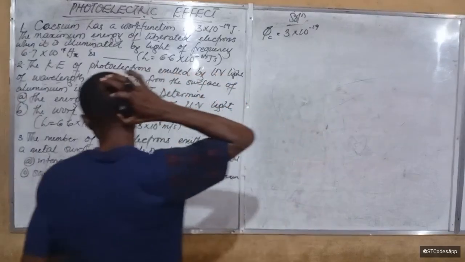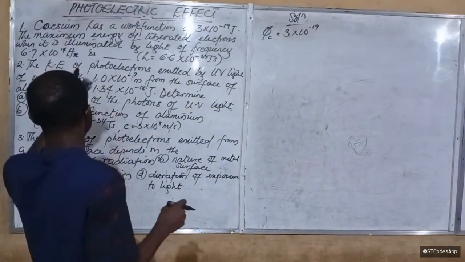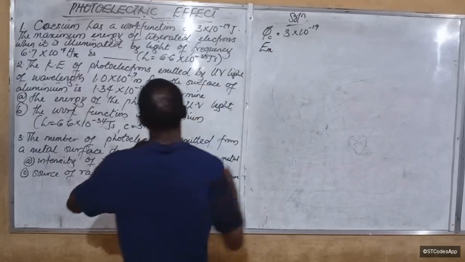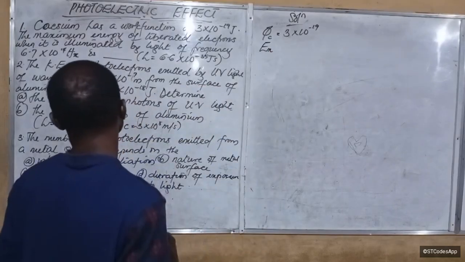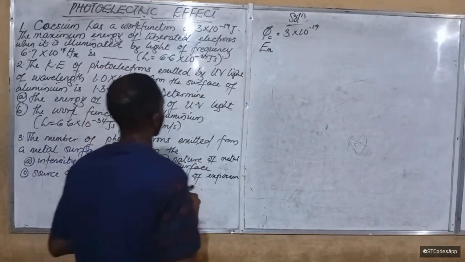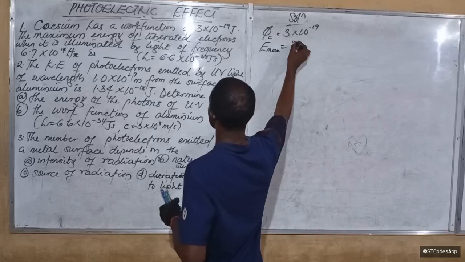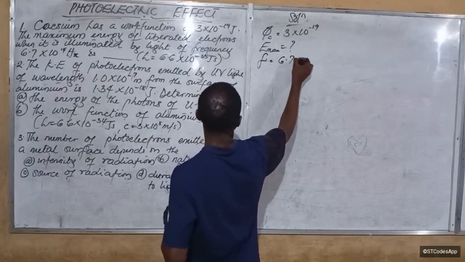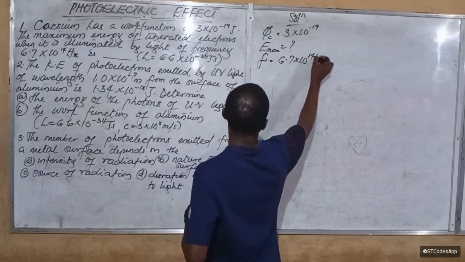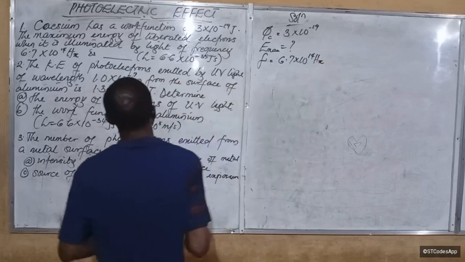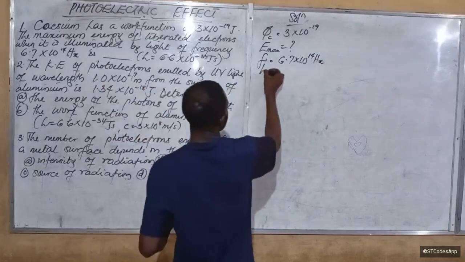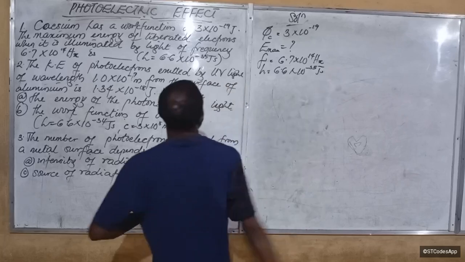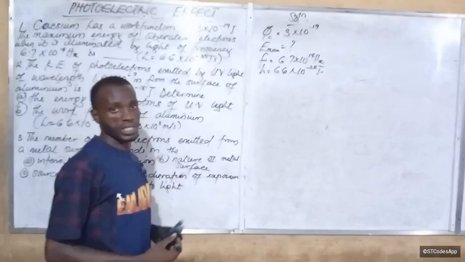And the maximum energy of liberated electrons. So what's the maximum energy, E max, of liberated electrons, which is illuminated by light of frequency 6.7 times 10 to the 14 hertz. H is given as 6.6 times 10 to the power minus 35 joules second. I guess that's a mistake, but let's just use what is given.